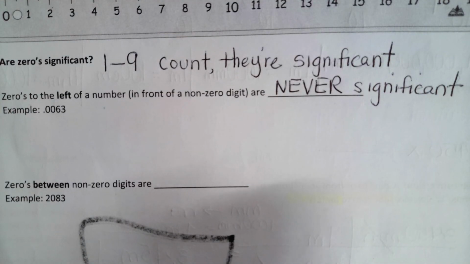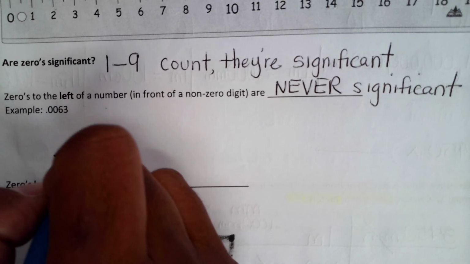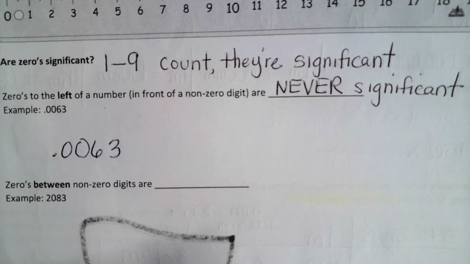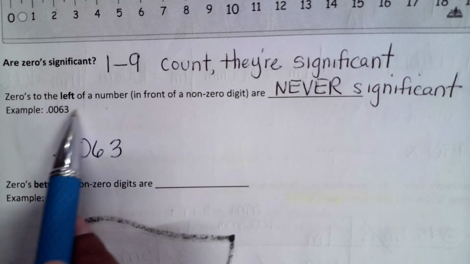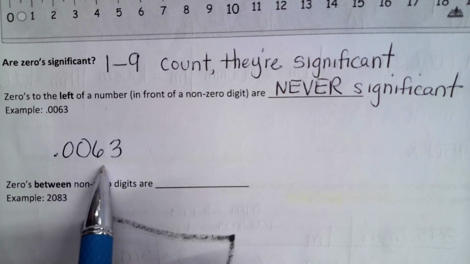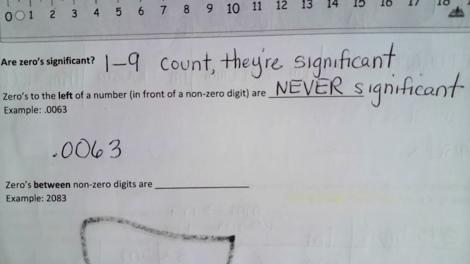All right. So, we have this number 0.0063. I'm writing it bigger. How many digits total are in this number? 4. So our answer is going to be either 0 to 4. Do we count the 6 and the 3? Yes. Based on which rule?